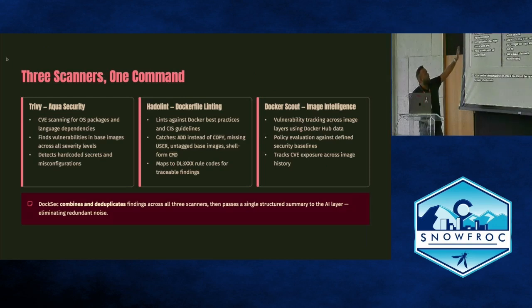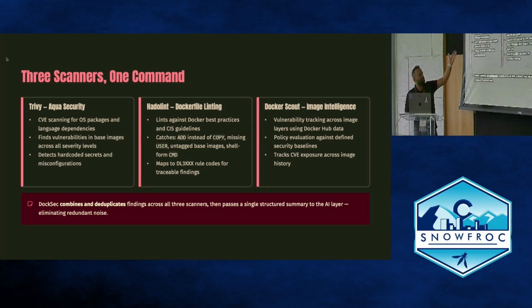So there are three scanners. I talked about Trivy, which scans your CVEs. CVEs are the most important part for OS packages. It finds the vulnerabilities in your base images, and it detects hard-coded secrets if there are any. Then we have another scanner, Hadolint, which tells you about Dockerfile best practices, right?